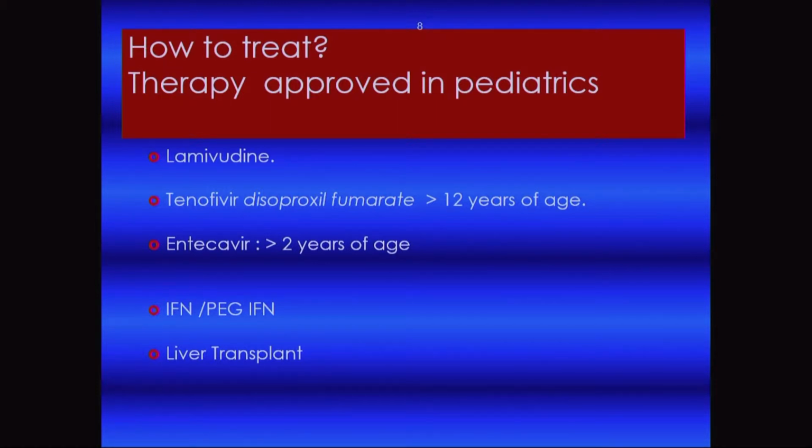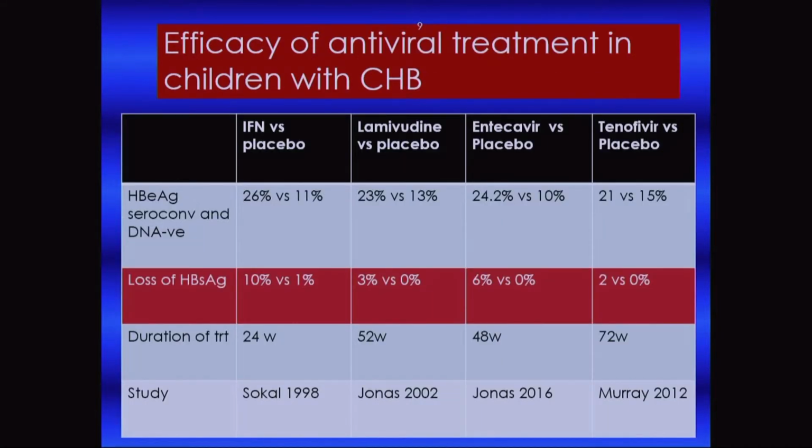Interferon and peg interferon are used, and then we have our liver transplant. But what is the efficacy of these antivirals? Just look at this. It's all around 24 to 25% HBeAg seroconversion and DNA negative. That's all. Though they are good long term, and you get only this if you use it as monotherapy.